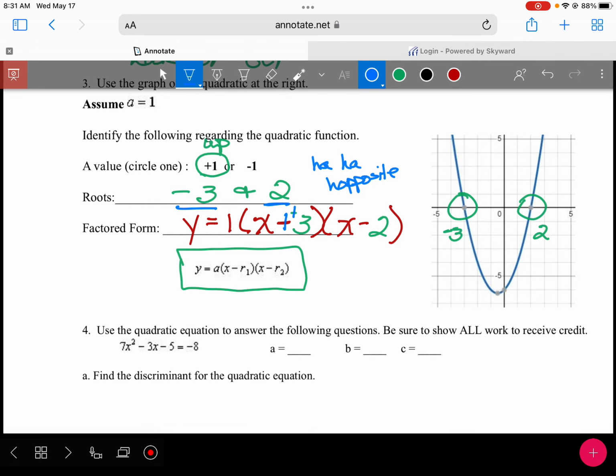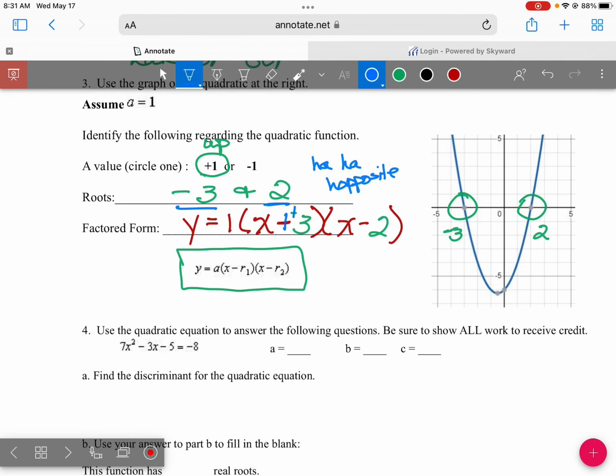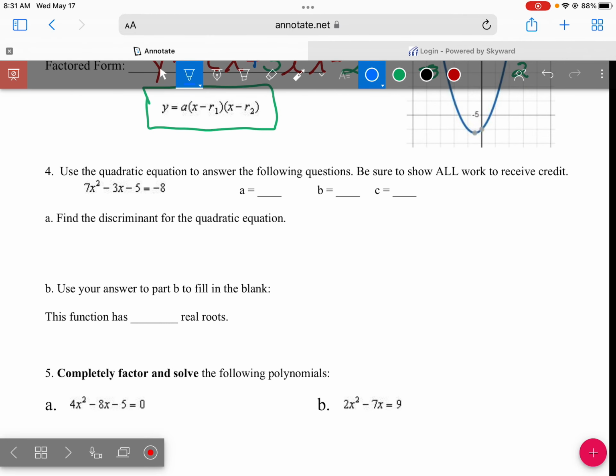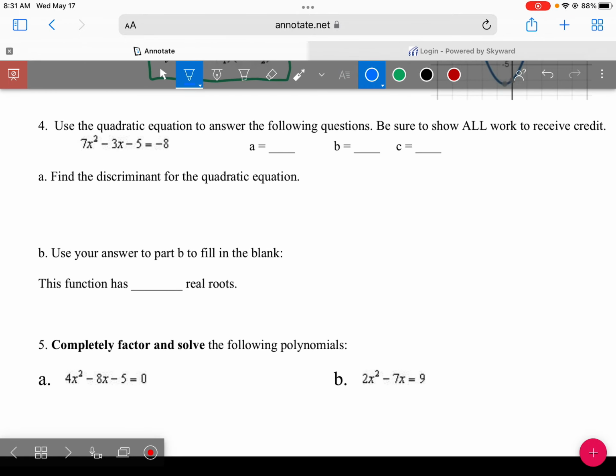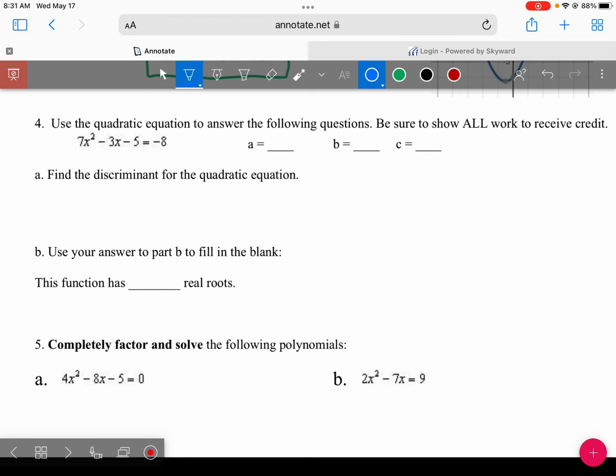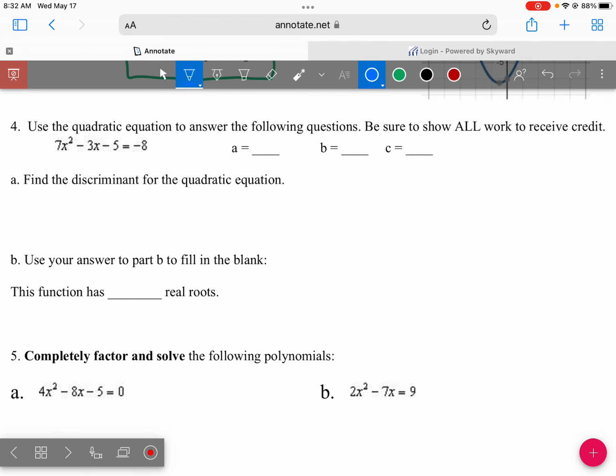All right. What questions do you have on that part? All right, let's jump to 4. Use the quadratic equation to answer the following questions. Be sure to show all work to receive credit. So here's my quadratic. Can I go ahead and look for A, B, and C? Yes? No? I saw some up and down shakes of the head, and I heard some no's. Why yes, why no? It's not equal to 0.